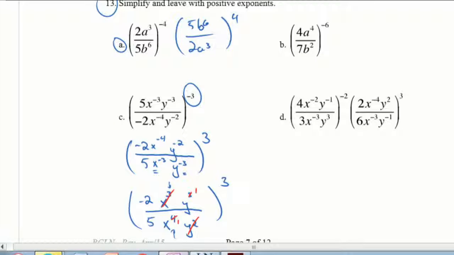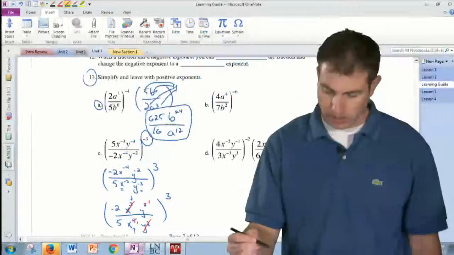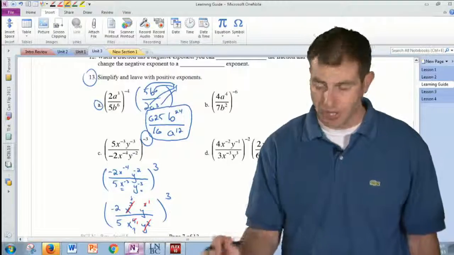Okay. So everything inside the bracket gets the exponent 4. So 5 to the 4, 625. B to the 4 times 6 is 24. And then 2 to the 4 is going to be 16. 2 times 2 is 4 times 2 is 8 times 2 is 16. A to the 4 times 3 is 12. So that one doesn't simplify down quite as far. Doesn't look quite as nice. Just kind of what it ends up being. So if you're there, that's good.